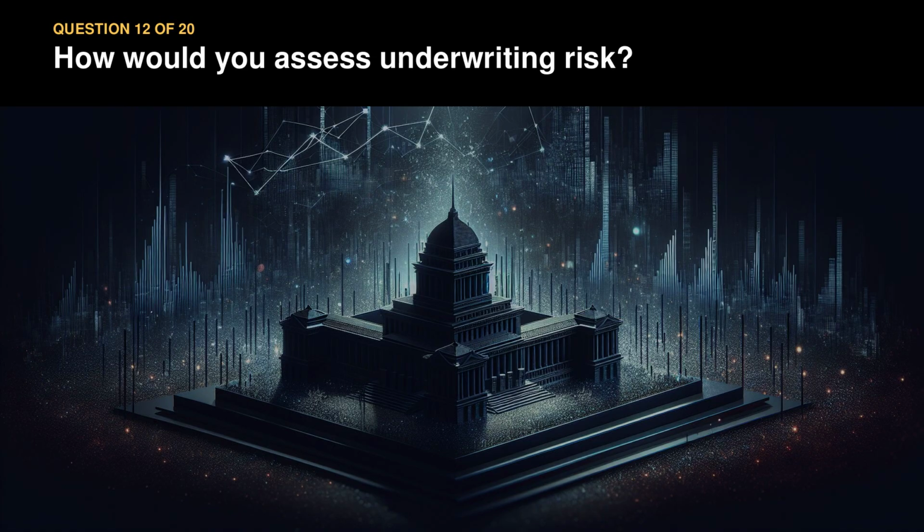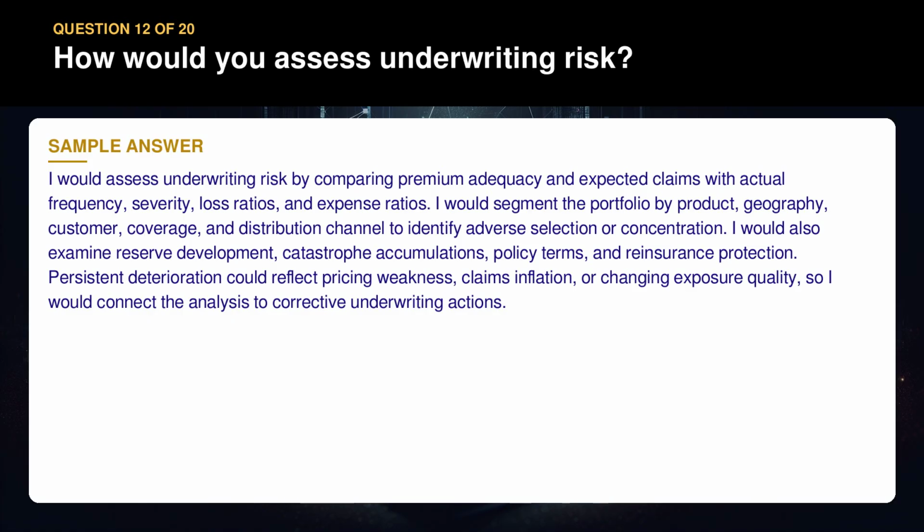Question 12. How would you assess underwriting risk? I would assess underwriting risk by comparing premium adequacy and expected claims with actual frequency, severity, loss ratios, and expense ratios. I would segment the portfolio by product, geography, customer, coverage, and distribution channel to identify adverse selection or concentration. I would also examine reserve development, catastrophe accumulations, policy terms, and reinsurance protection. Persistent deterioration could reflect pricing weakness, claims inflation, or changing exposure quality, so I would connect the analysis to corrective underwriting actions.